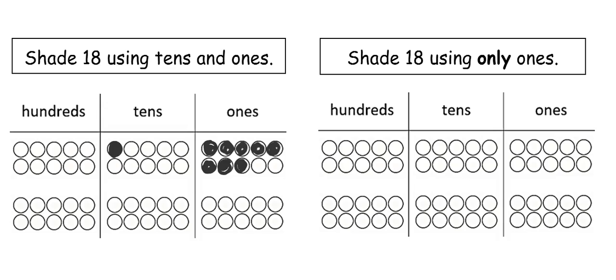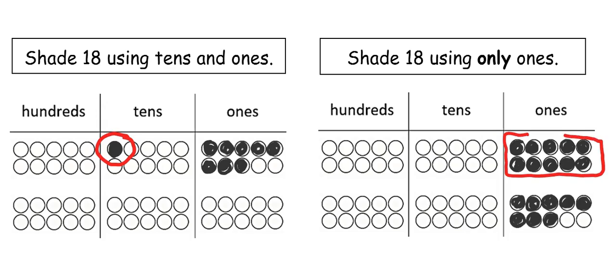Next to it, I'm going to represent 18, but this time I'm only going to use ones. That means I need to shade in 18 of the discs in the ones place. So the second example shows 18 as well, but this time we're showing it using 18 ones. Another way to look at this is if we took that 10 in our original example and decomposed it into 10 ones, we can create 18 using those 10 ones and 8 more ones. So again, just looking at different ways that we can represent the number 18.